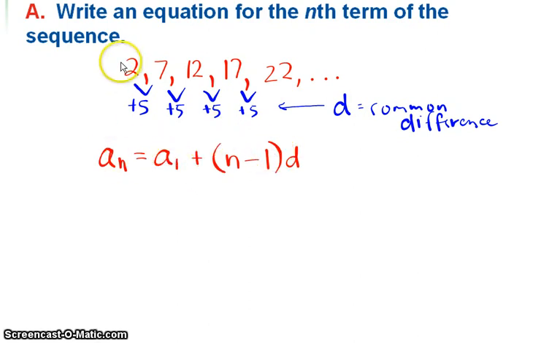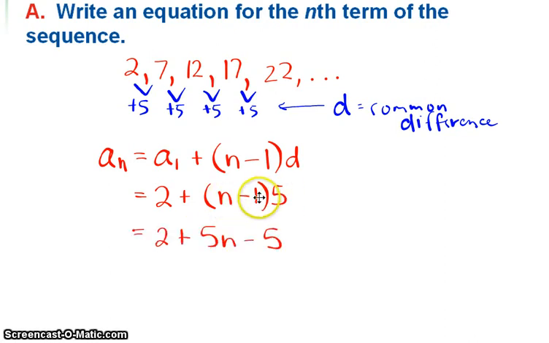A sub 1 should be 2. D should be 5. Distributive property, 5 times n, 5 times 1. Simplify, we have 5n minus 3. So here is our equation. And this will help us find the number in our sequence, or a term.